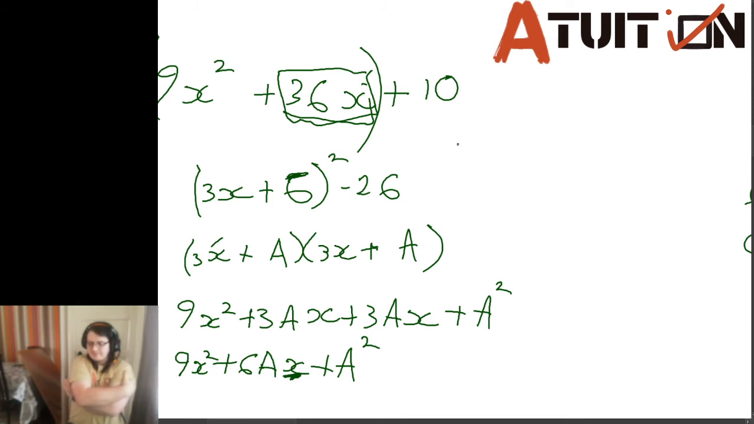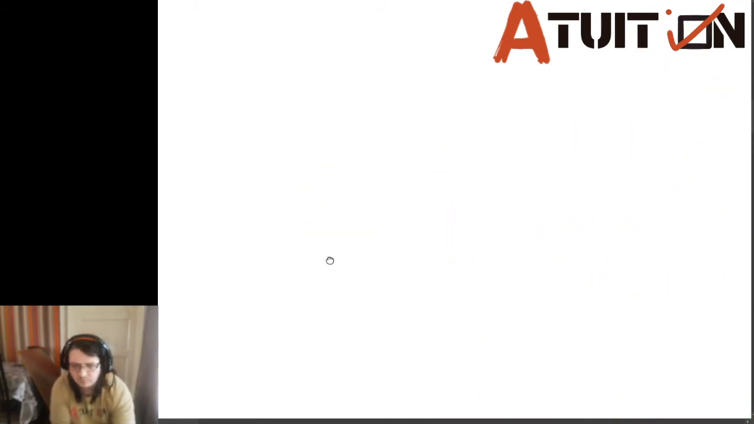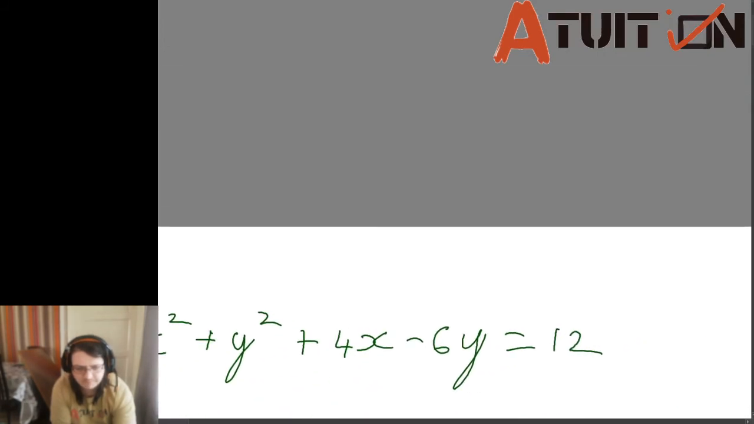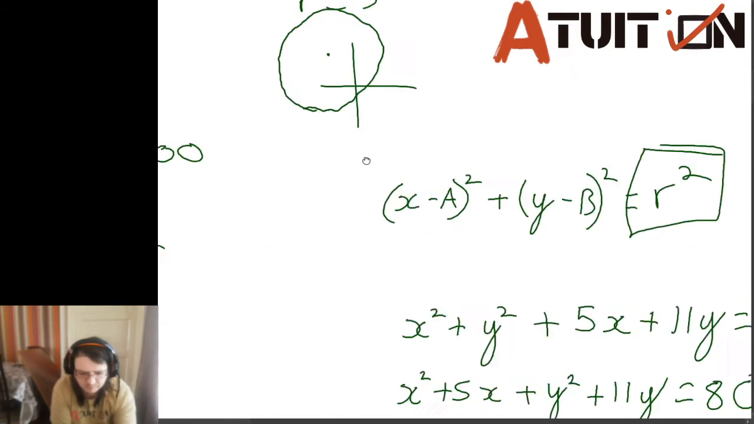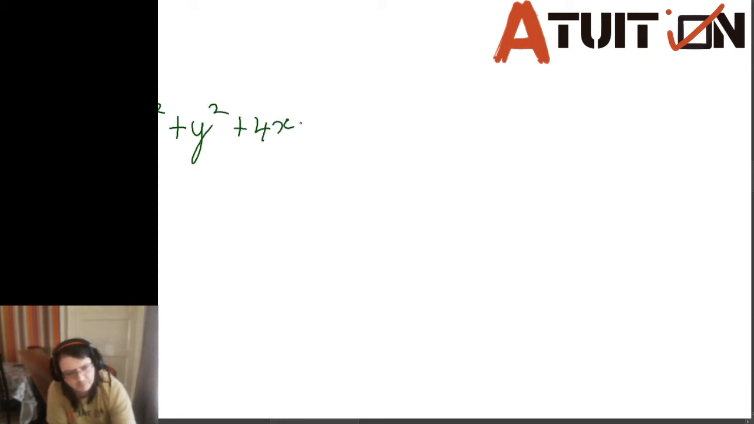Let's have a look at solving some problems about circles. Let's go back to that very, very first one. Alright, so we've got all of this. x squared, y squared, 4x minus 6y is equal to 12.